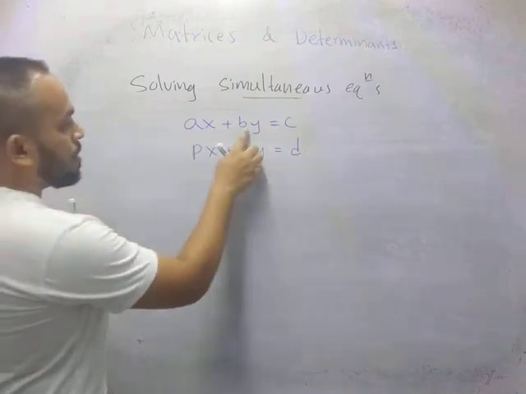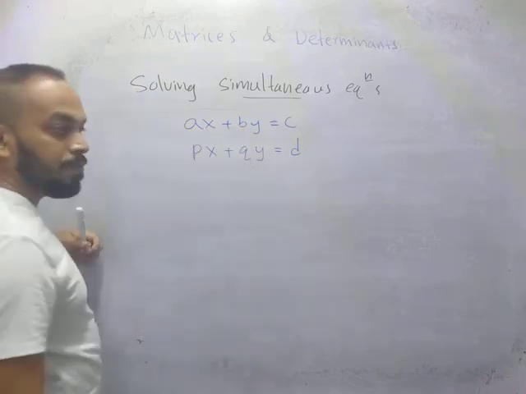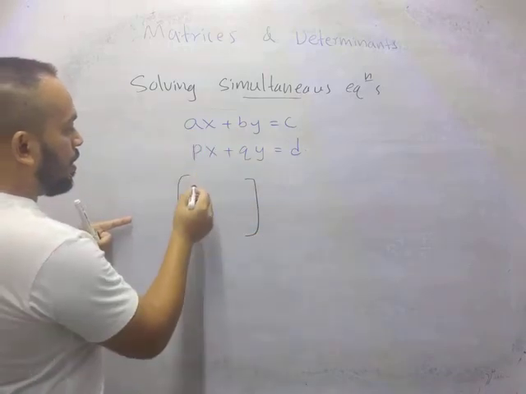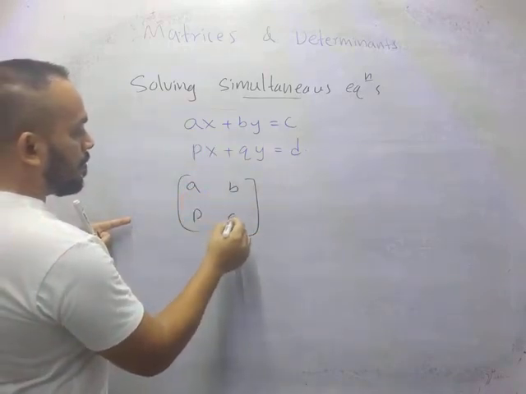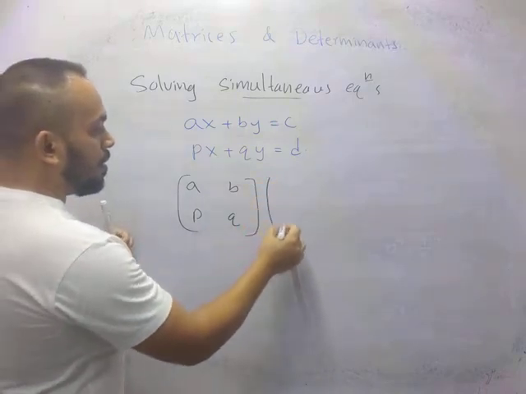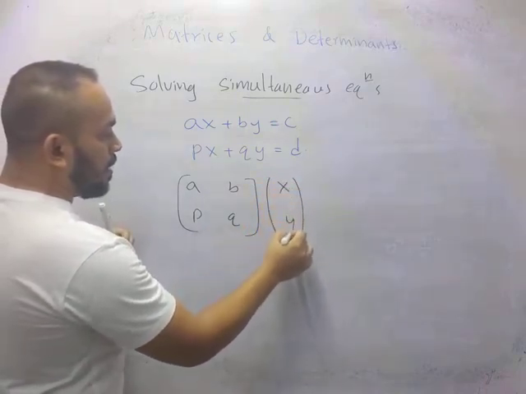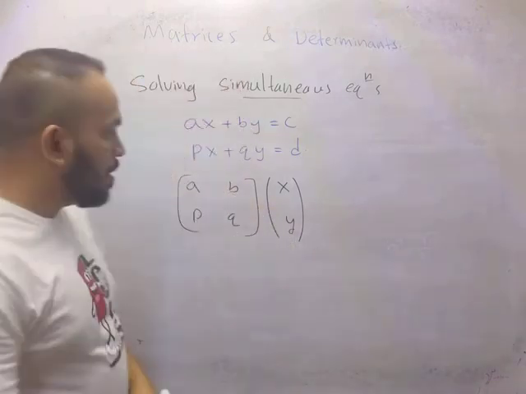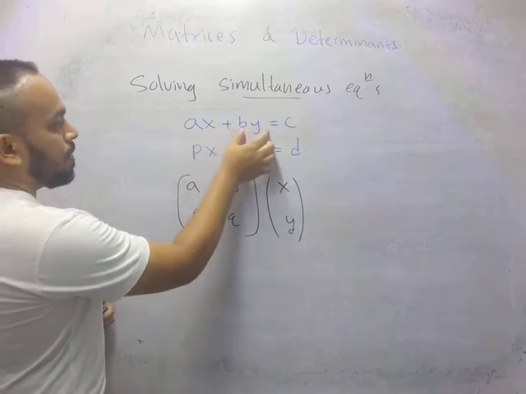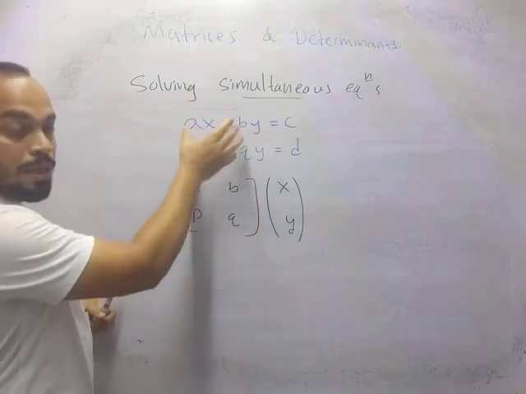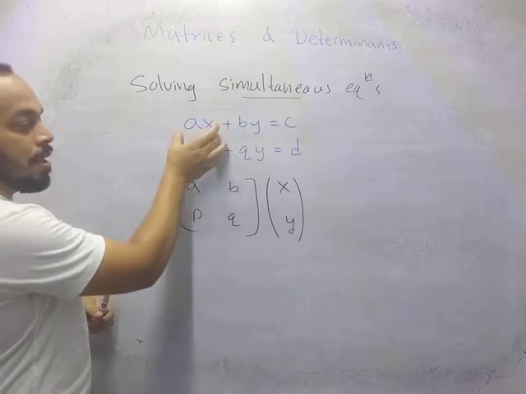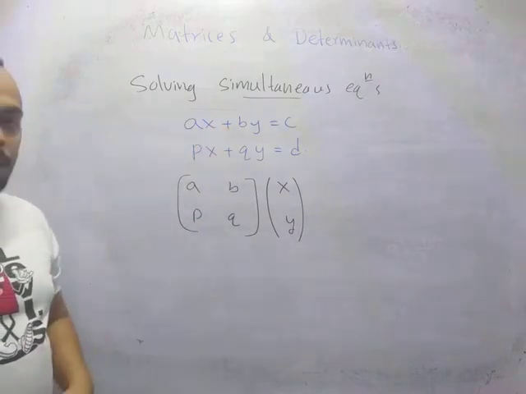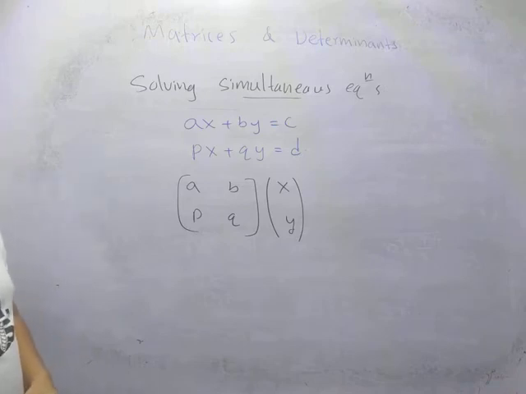Now, you can see these are coefficients A, B, P, Q, right? So, you can write it like this: A, B, then P and Q. Then write X and Y like this. X first, Y next. So even if Y terms are given first, you have to change the position and write it like this. First X terms come. So then you will not make anything wrong there.